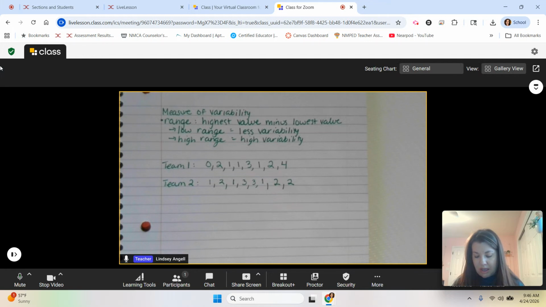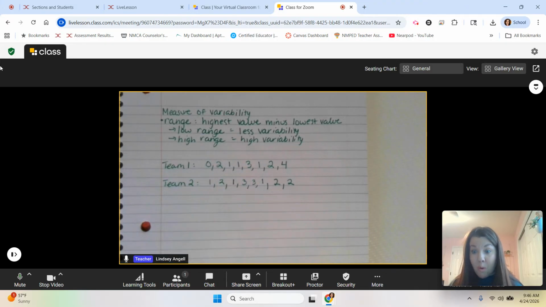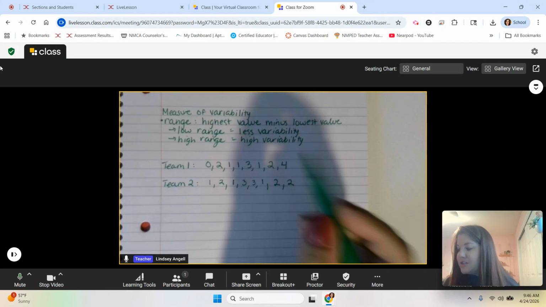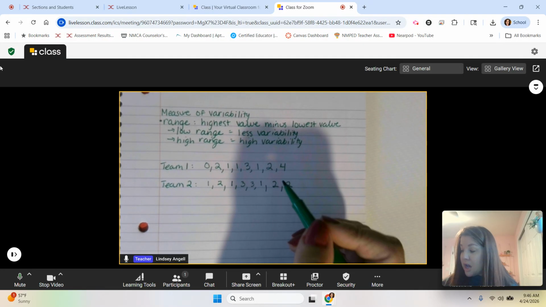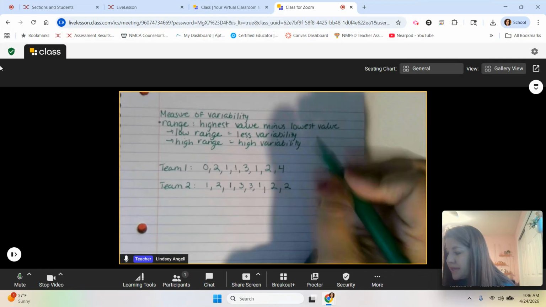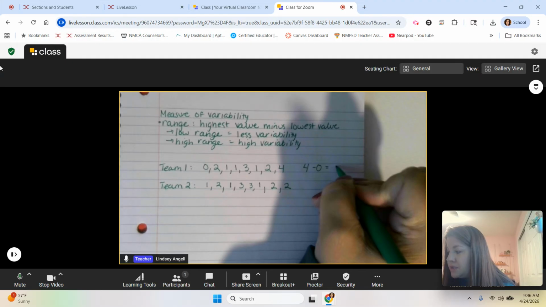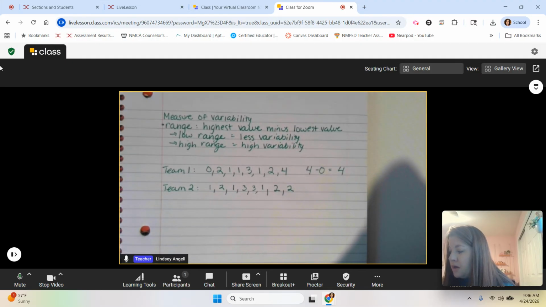Now, I pulled scores from soccer teams. And maybe I shouldn't have done that. Maybe I should have chosen something with more variability, right? Like a basketball team or something for their scores. But with soccer, if we were to find the range for team 1, we would take the highest number minus the lowest number, which is 4. So they have a range of 4 points with these games.